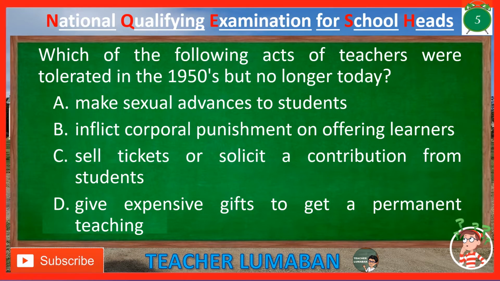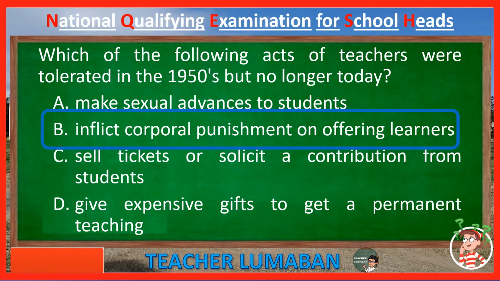5, 4, 3, 2, 1. The correct answer is letter B, inflict corporal punishment on offending learners. Inflicting corporal punishment on offending learners is an act of teachers that was tolerated in the 1950s but no longer today.